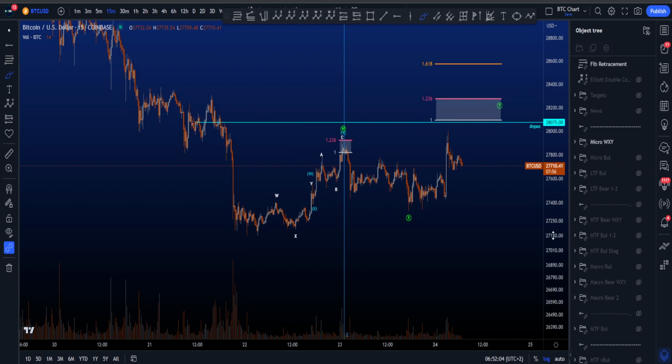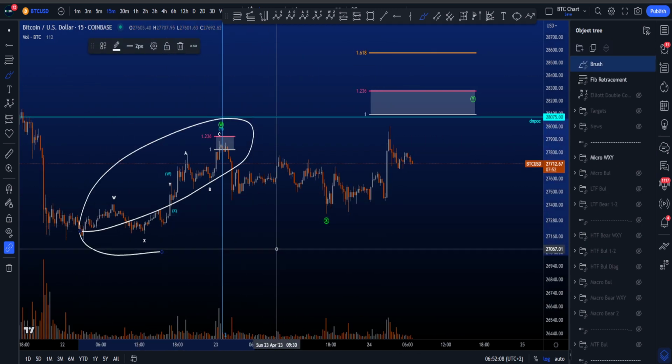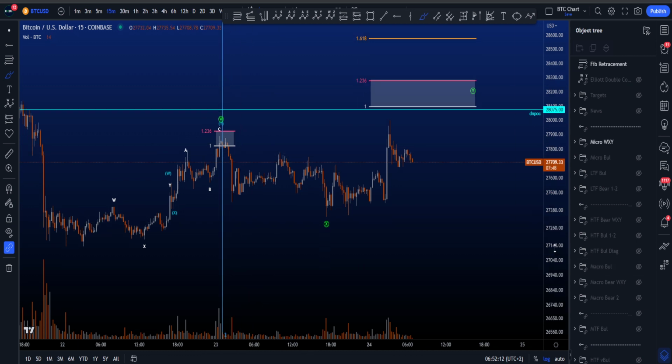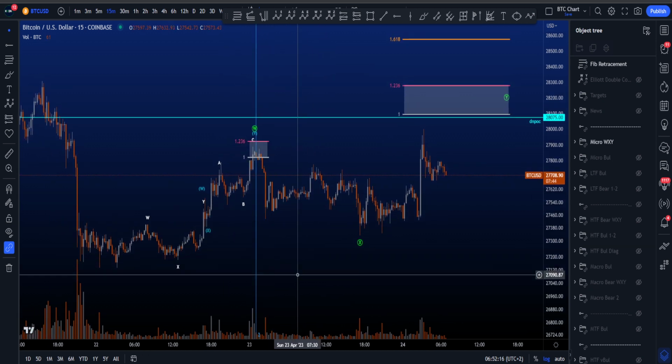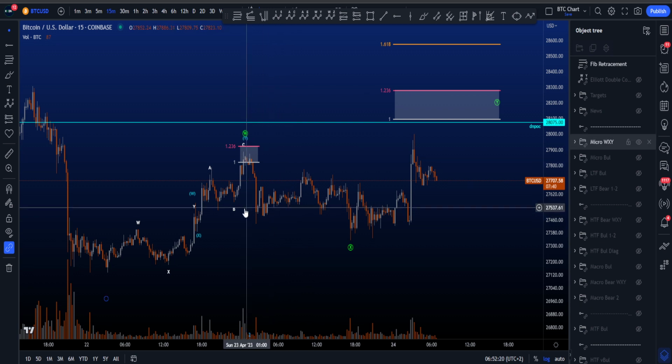But I think this is a better count at the moment, where we have a 3-wave structure in the wave W, then we have a 3-wave structure as well in a wave X, and then eventually wave Y. And actually, by the looks of it, what I think I forgot to do in my analysis this morning is to put the wave W to the left.